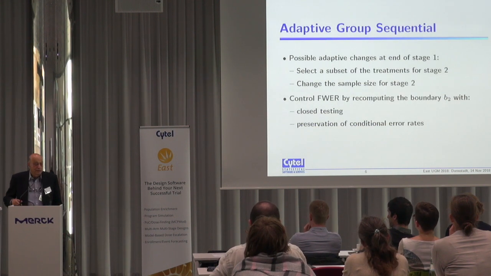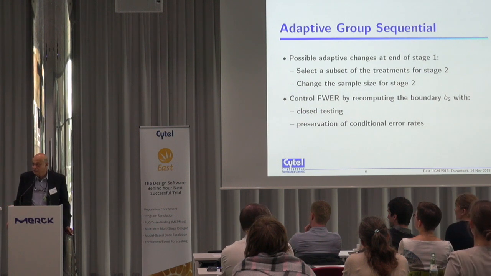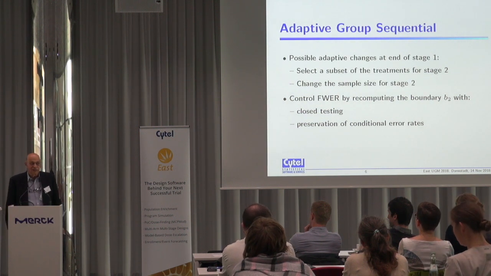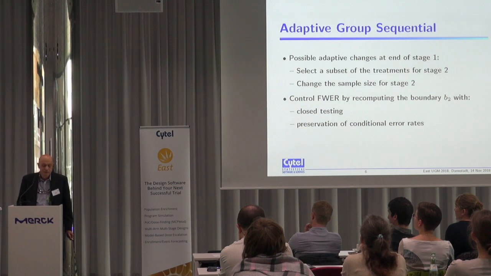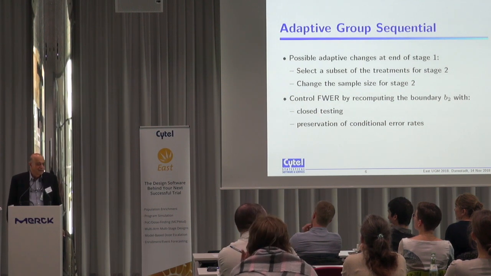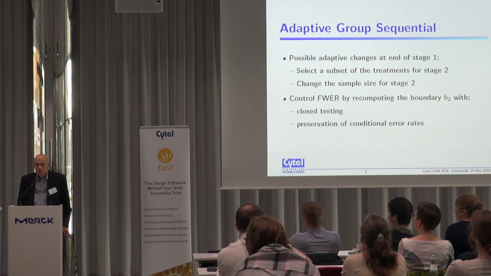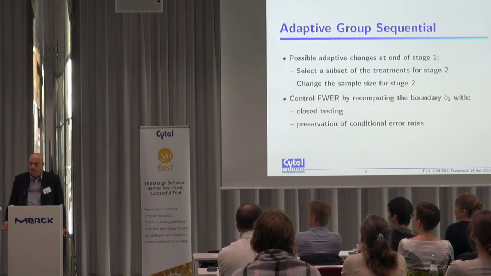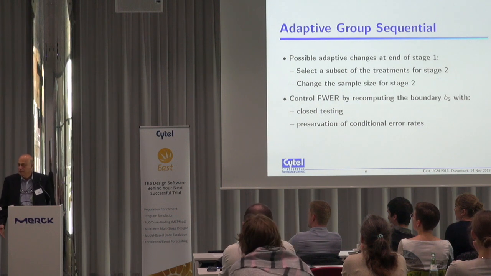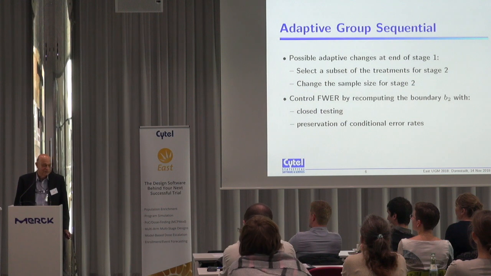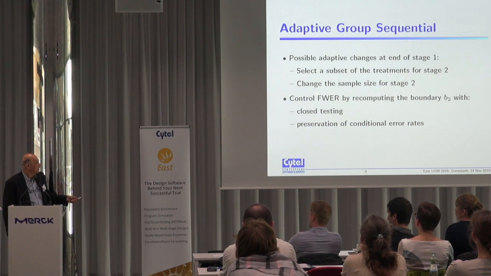Now, this is classical group sequential, no adaptations. You can adapt by saying, well, at the end of stage 1, I want to select some doses. I don't want to go forward with all of them. And in addition, I want to maybe consolidate the sample sizes. Since I've saved some sample size by dropping ineffective doses, I want to use them for the ones that are going forward. Or I might even increase the sample sizes of the ones going forward. So those are the two adaptations.